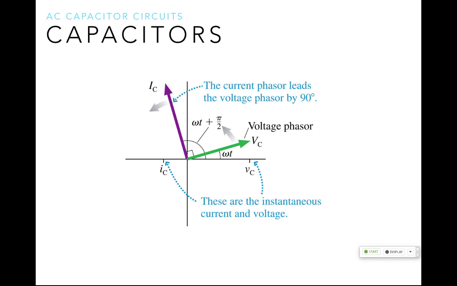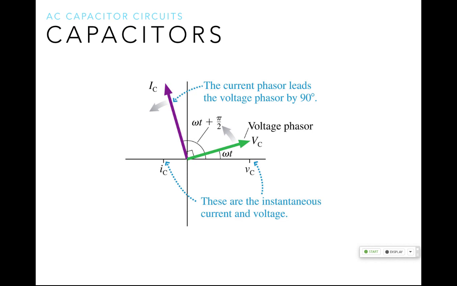You can see this is perpendicular to this, and these are vectors. And so we can use vector math to deal with them, okay? And so if you want to figure out what the instantaneous voltage and current is at any given time, you just plot the projection on the x-axis.